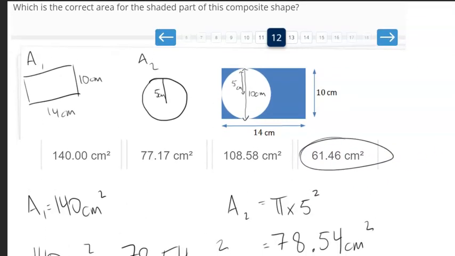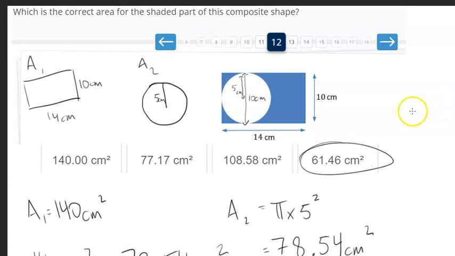Alright guys, this is the last example. Go ahead and attempt the skill. Remember, the skill is finding the areas of composite shapes. If you need any help, you know where I am. And best of luck with this skill.